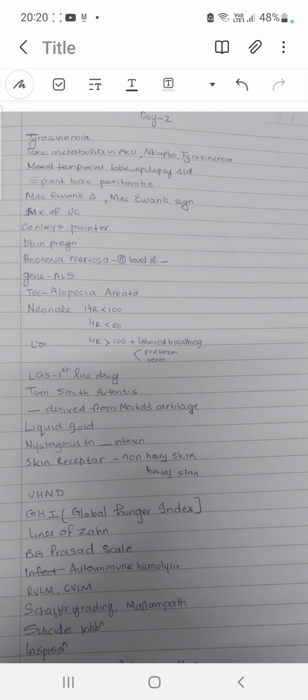Suicide inhibition, example A for aspirin and allopurinol. Then O for omeprazole, organophosphate.